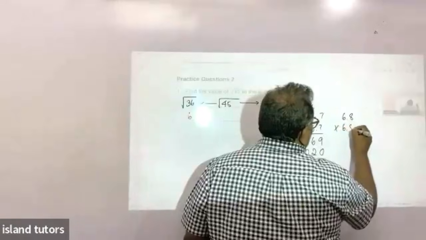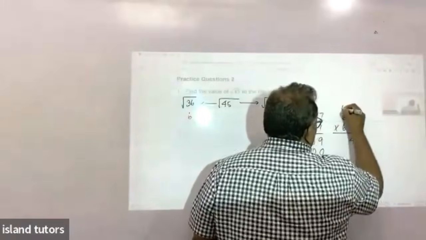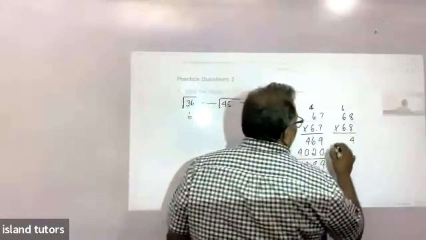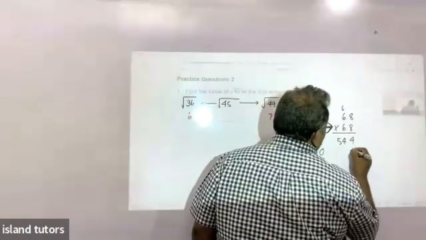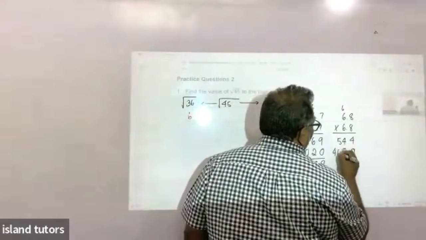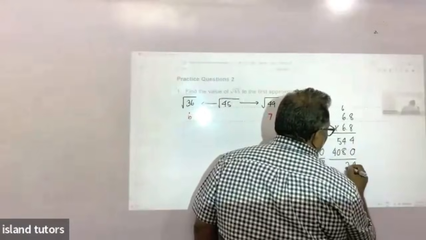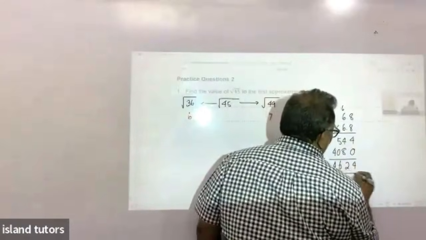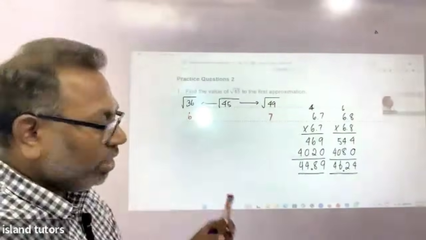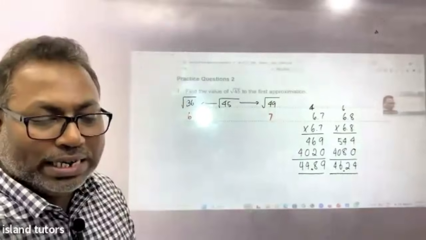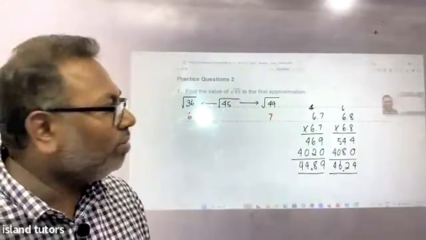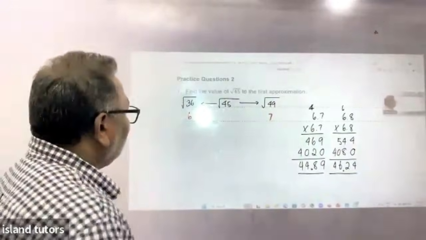6.8 into 6.8. 6 into 8 is 48, plus 6 is 54, and so on. So 46.24. So I have 46.24, and I have 44.89. I have to see which one is the closer value, right? Which one is the closest one now?